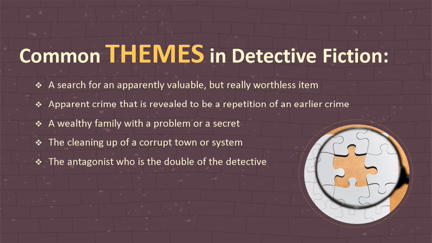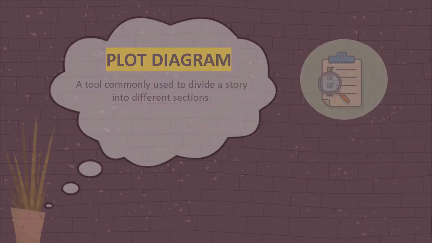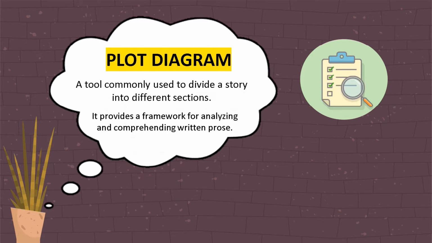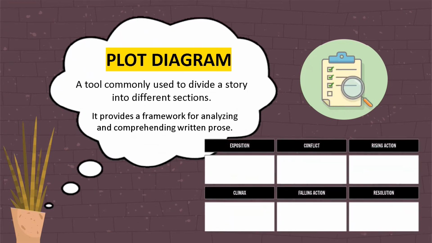These themes are usually revealed using a proper format, what we call a plot diagram. It is a tool that is commonly used to divide a story into different sections. It is easier to analyze the content once the plot diagram's components have been identified. A plot diagram also provides a framework for analyzing and comprehending written prose, and that is usually how we define how themes were revealed.